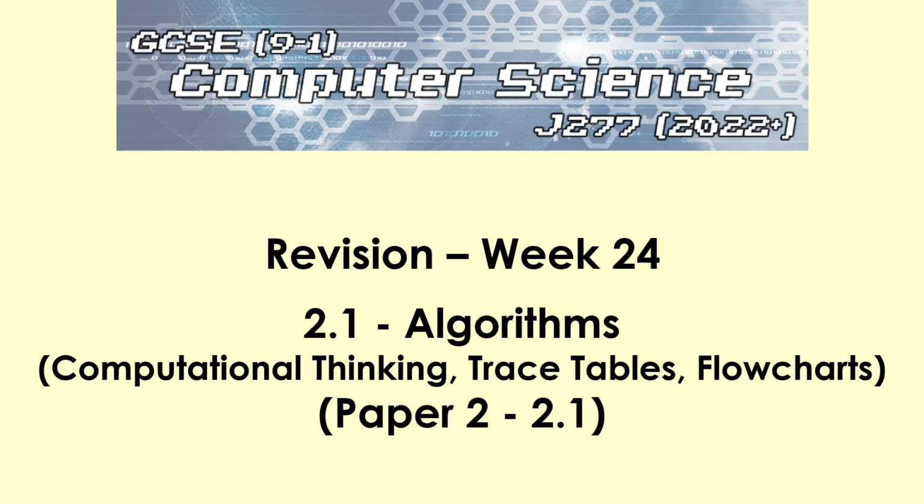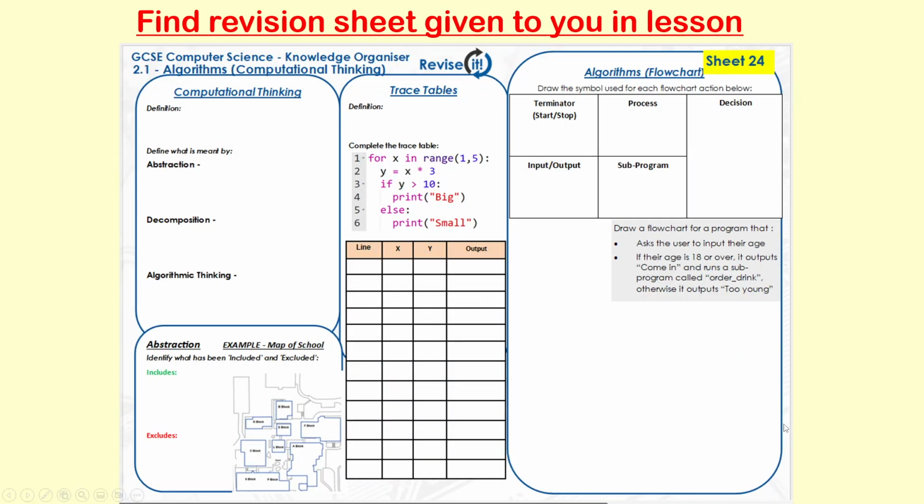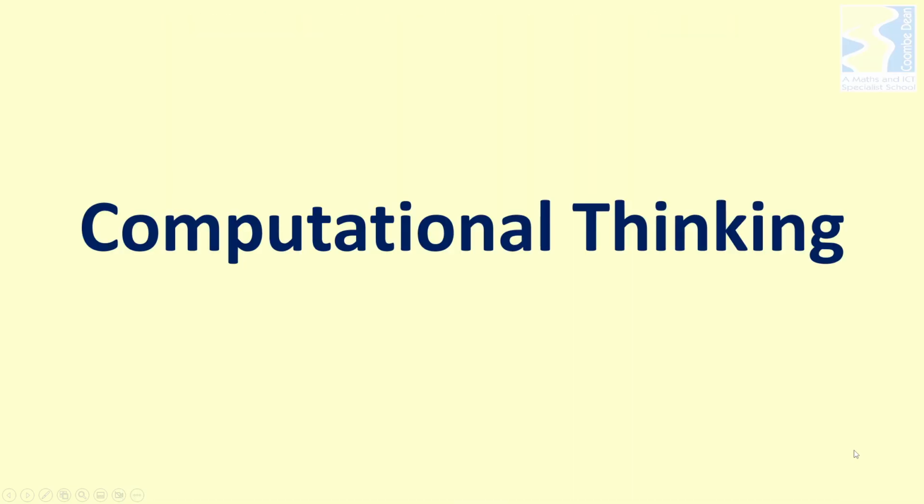This week we're looking at Paper 2 and we're looking at algorithms, and that includes computational thinking, trace tables and flowcharts. As always, make sure you have your revision sheet in front of you. We will be completing some of the questions together today, so make sure you have a pen ready. Okay, so computational thinking, Paper 2.